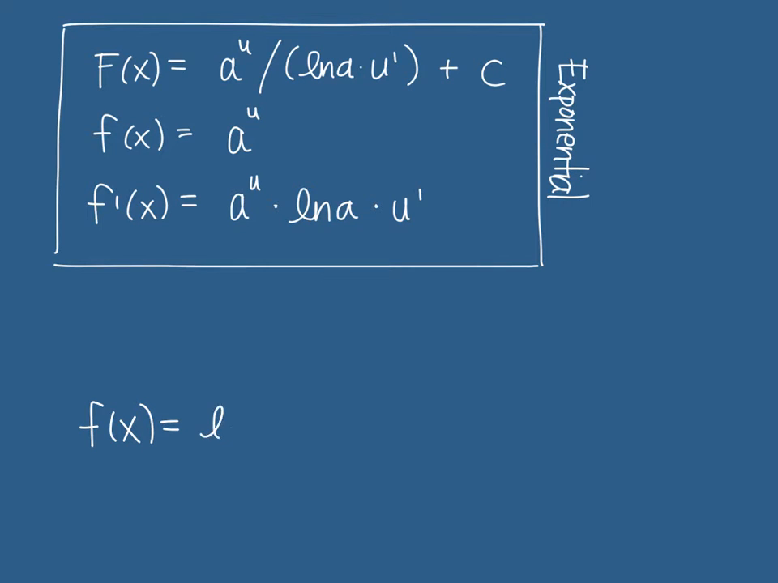F of x equals ln of u, or a. We did a just pretty recently, so we'll do a, which could be anything. We learned that f prime of that is 1 over anything times the prime of that anything. That is what we learned.